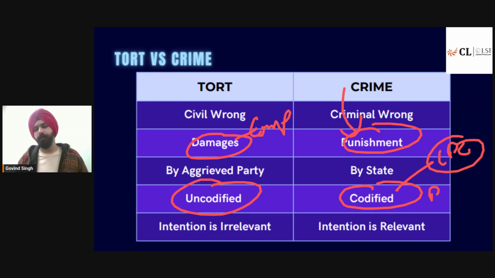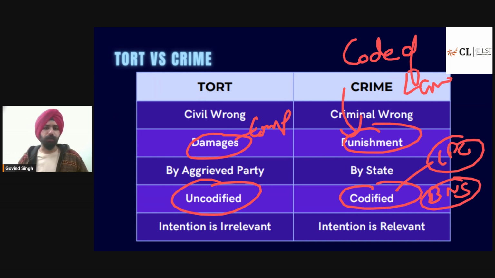Earlier it was IPC, now it's BNS. मतलब उसका एक proper code of law है, which is written. Whereas tort is uncodified. अब अगर आप बोलो uncodified है तो हम कैसे समझेंगे कि tort क्या होता है? देखो कुछ उसके set principles हैं, which are there, and most of it are derived from precedents.